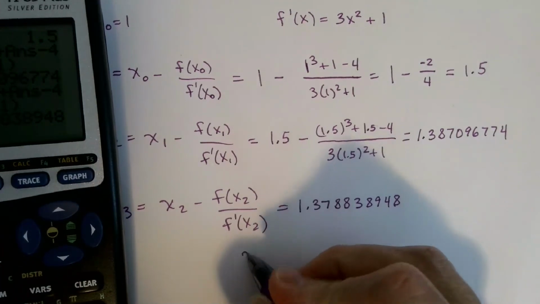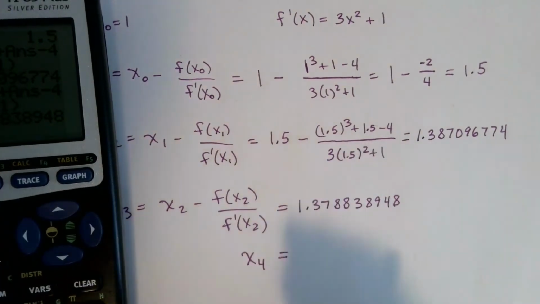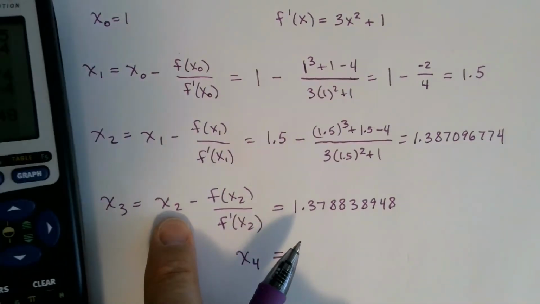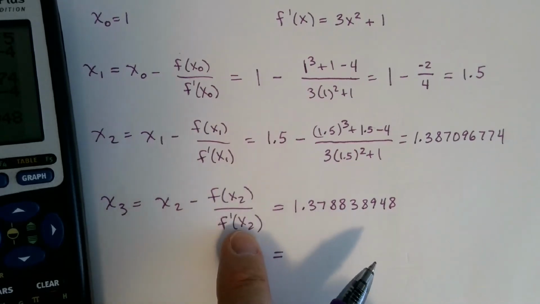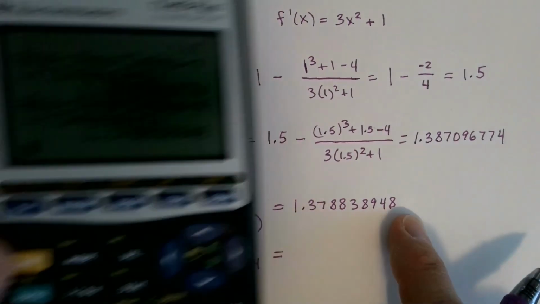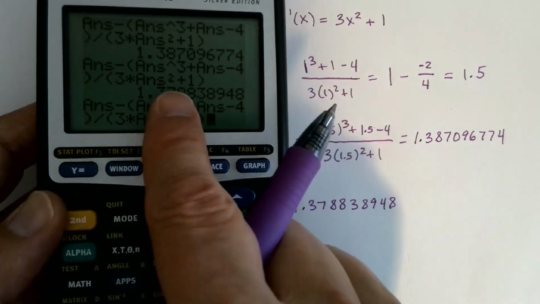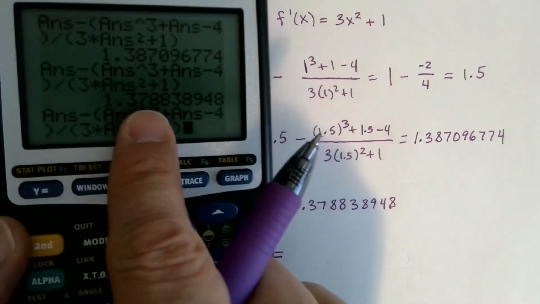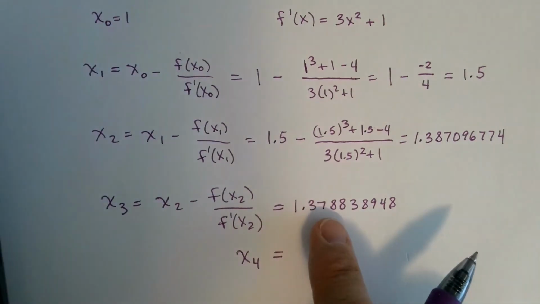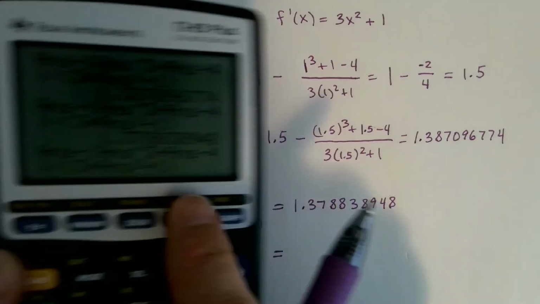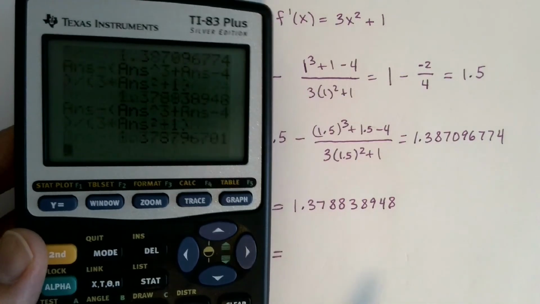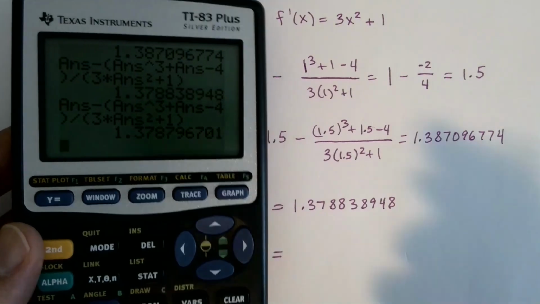Well, what's x of 4 going to be? It's going to be x of 3 minus f of x of 3 over f prime of x of 3. So I've got to plug this into the thing. How do I do that in the calculator? Just second entry, because there it is. There's the x of 3 that we found going in now, and the output is x of 4. Let's write that down.